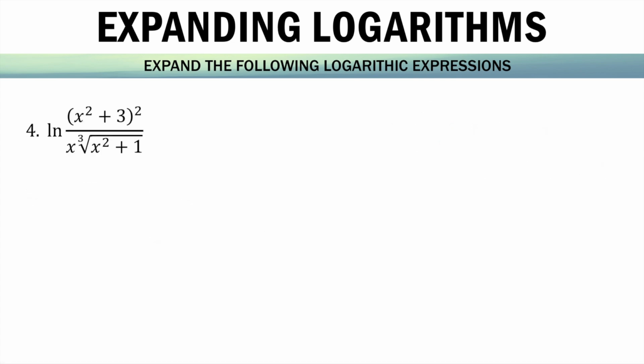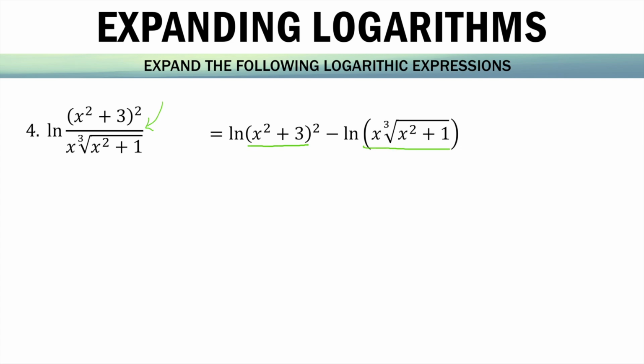All right, you ready for a complicated one? We're going to take this division sign within the log and change this now into a subtraction or a difference problem. So we've got natural log of the top minus the natural log of the bottom. On the top, this 2 is going to come forward. And then when we're working with the bottom, there's a couple things to recognize. First, there's 2 functions there. X times the cube root of x squared plus 1.